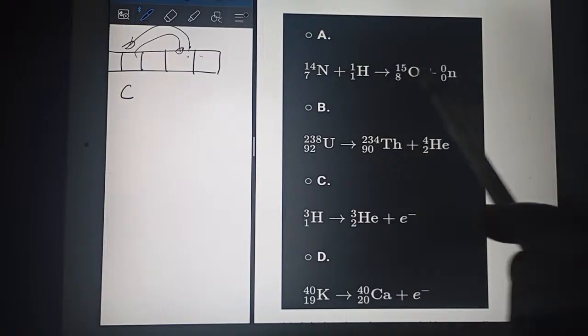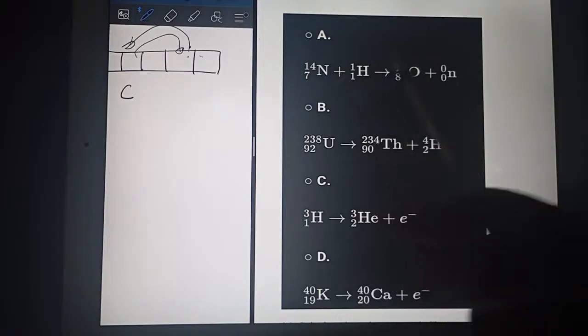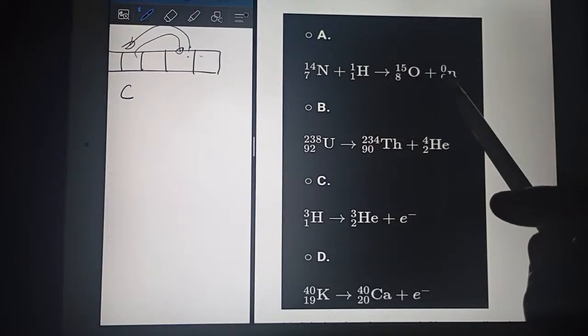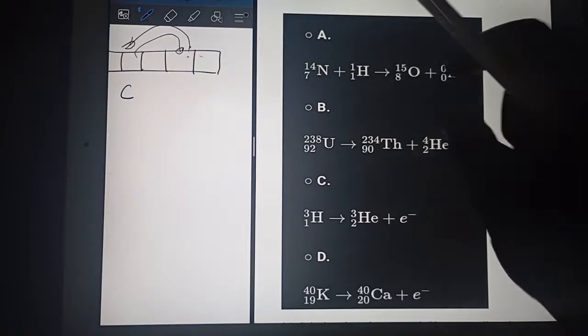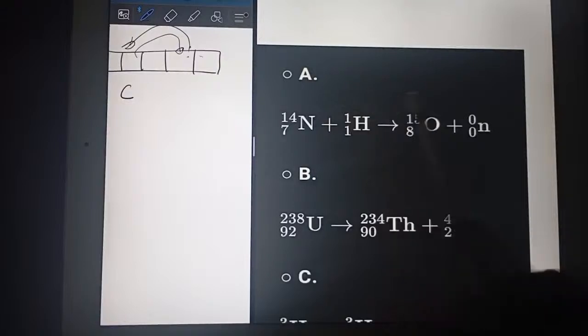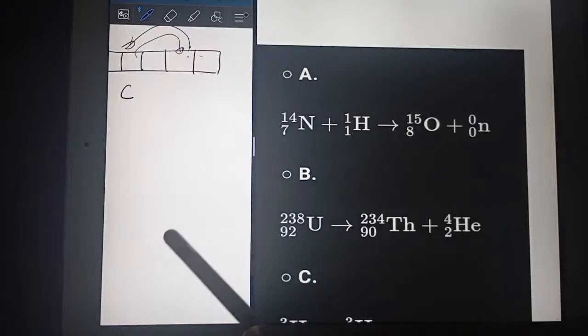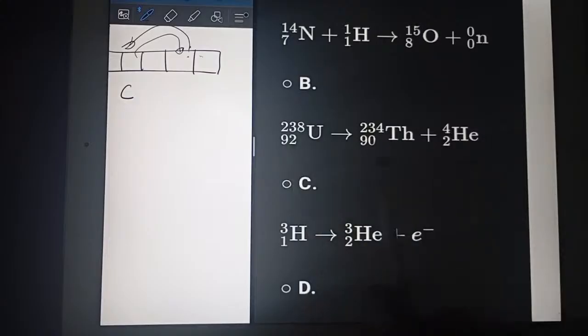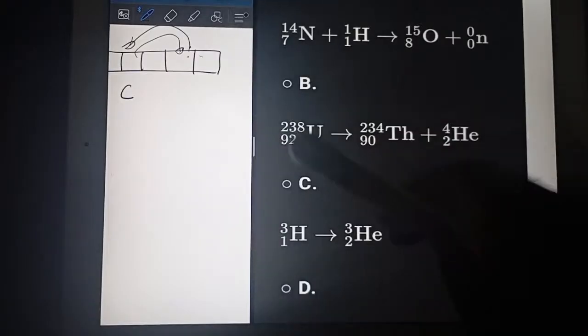Even though we have here 14, this 15, there is an error here, please, during typing. Because if you check this, it did not balance. This is 14 plus 1. Okay, yeah, 15. It's still okay, but the neutron is not 0, 0. So I didn't balance this well, but that's the most suitable answer here. Option B is alpha decay. All right. So we go to the next question.